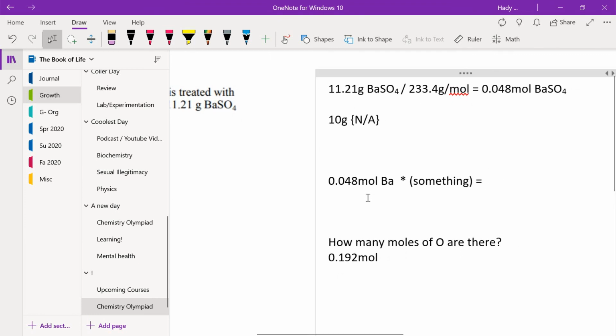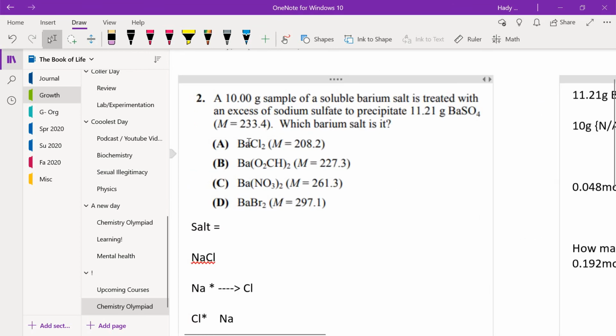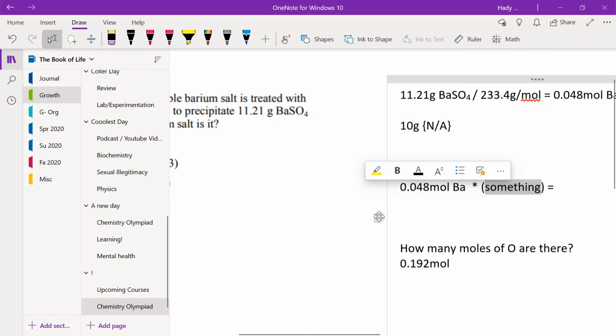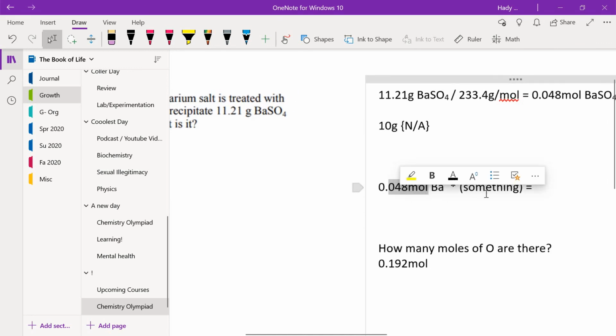I'm going to do multiple ways of this, I think. Let's assume that every single time you have one barium atom per molecule. So if you multiplied this by the molar mass, you should get 10 grams.